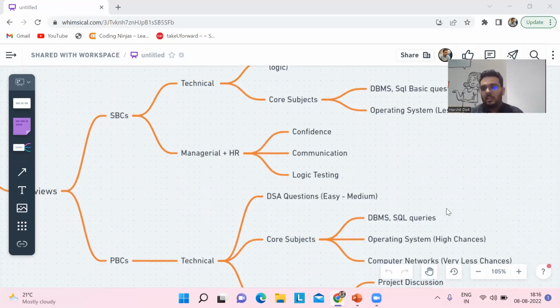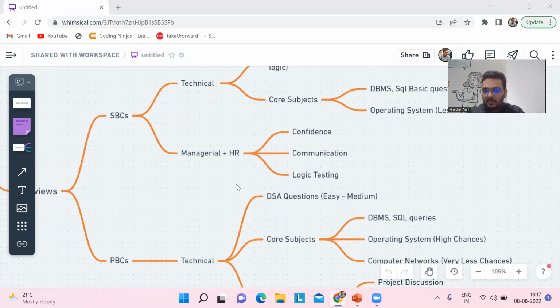And once you clear your technical interview round, then comes your managerial and HR round. Seriously, I have seen so many students who clear the online assessment, clear the technical interviews, and get stuck in the managerial round because they do not have good communication skills. Please, guys, don't do that.